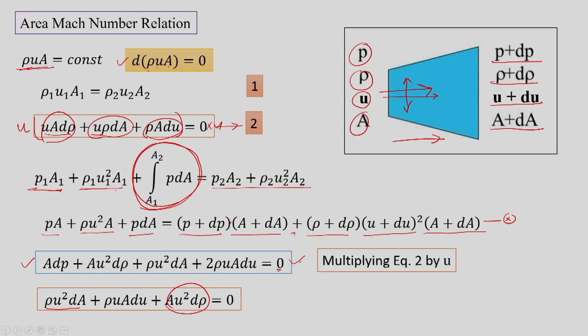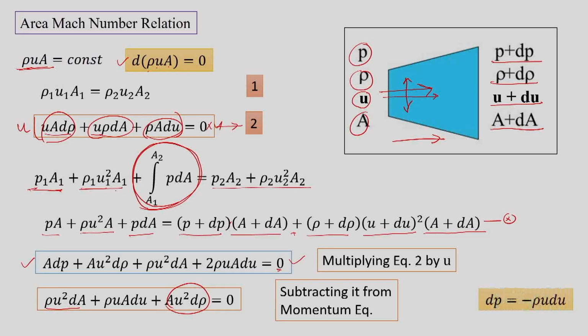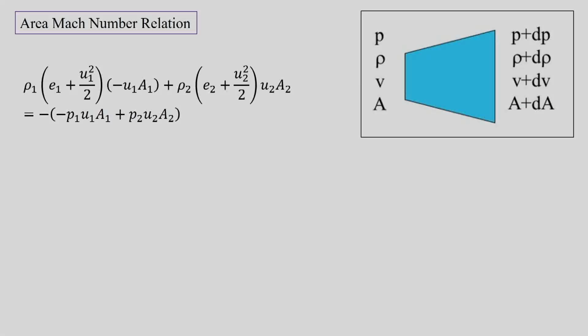Now we can subtract these two equations from each other, and we get an equation which says that dP is equal to minus rho u du. This is what we get when we subtract the u multiplied equation from the momentum equation. Now we know that the energy equation for one dimensional relation is h1 plus u1 square by 2 is equal to h2 plus u2 square by 2.